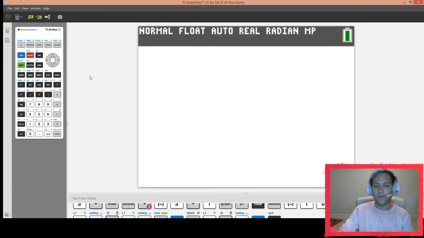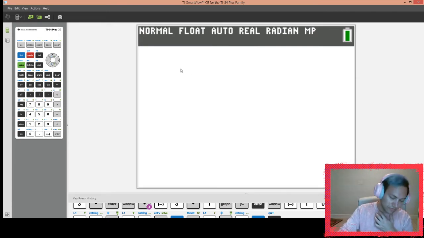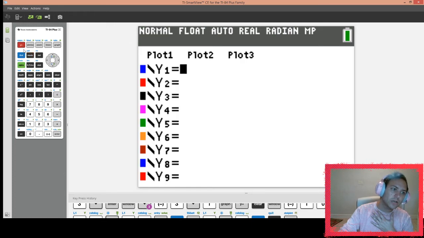Okay, so what we do then, if I want to actually test this out and see how this works, the first thing, let's try starting with the table. So I'm going to go into this y equals.